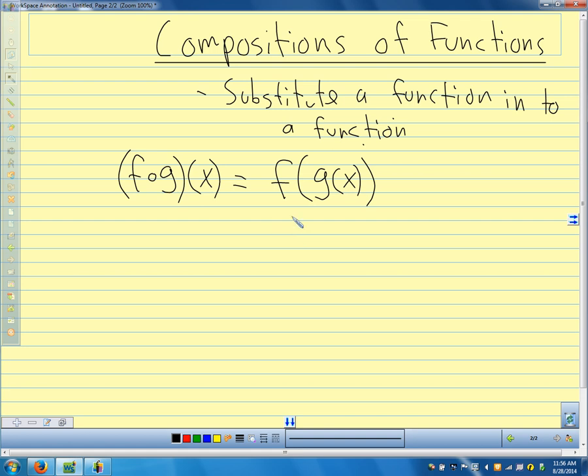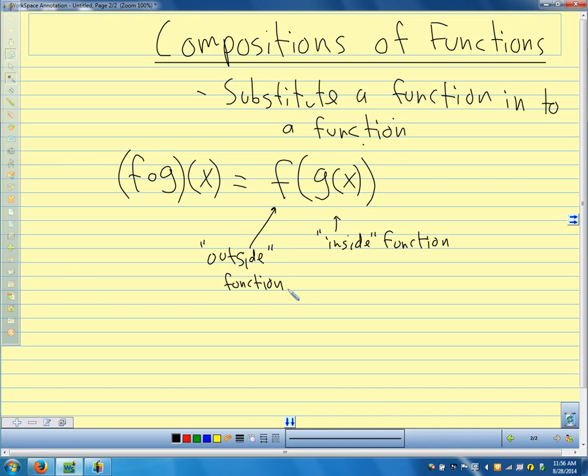The way we describe this, when we write it this way, f of g of x, g of x is the inside function. That's the one we're putting into the other. And f is the outside function. We'll use those terms in a little bit. So g is the one we're putting inside.